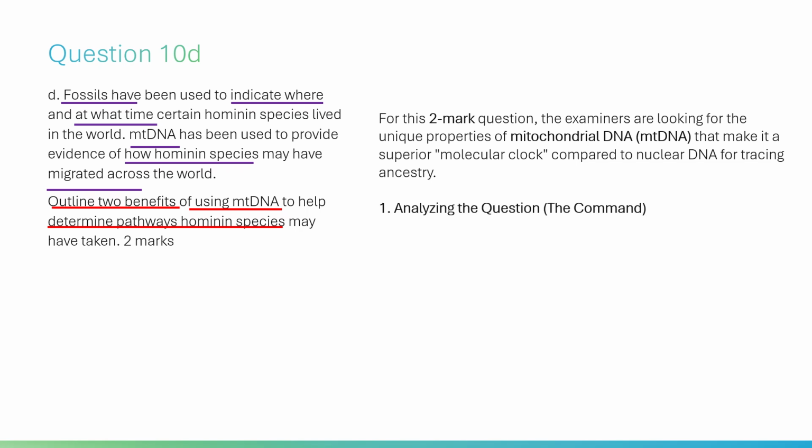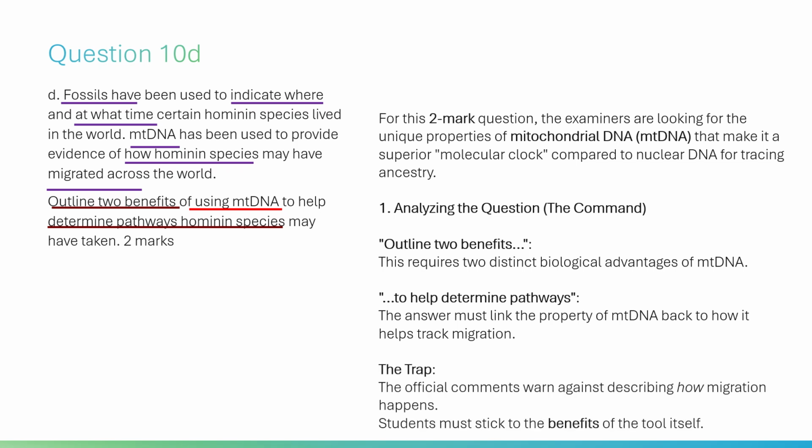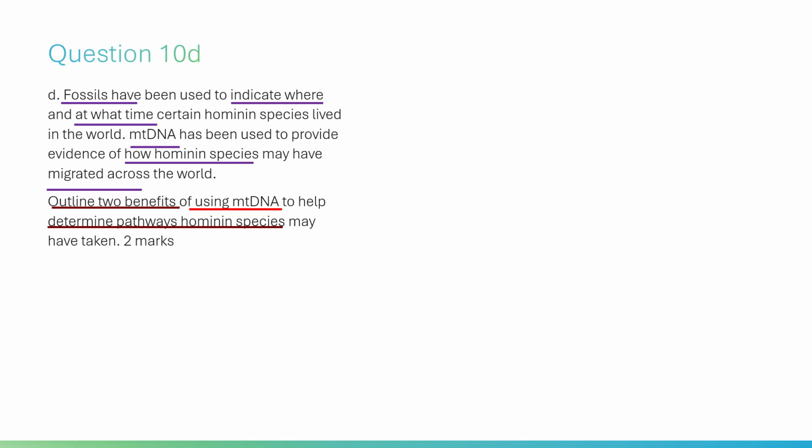1. Analyzing the question, the command. Outline 2 benefits. This requires 2 distinct biological advantages of mtDNA. To help determine pathways. The answer must link the property of mtDNA back to how it helps track migration. The trap. The official comments warn against describing how migration happens. Students must stick to the benefits of the tool itself. 2. The logic. Why mtDNA?